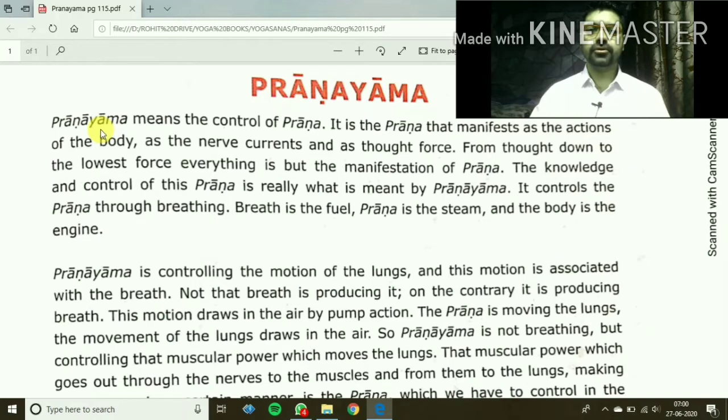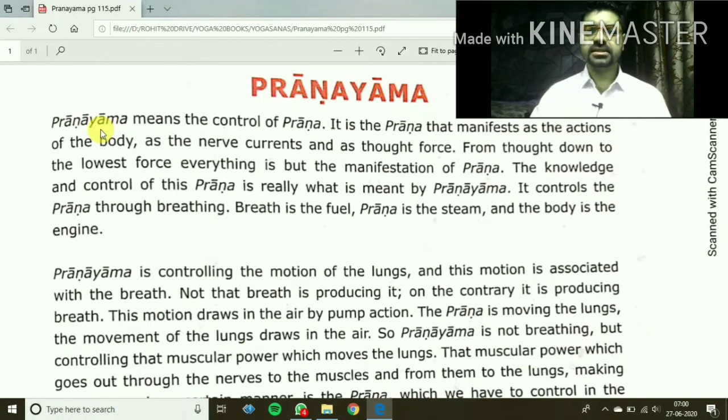From thought down to the lowest force, everything is but the manifestation of prana. The knowledge and control of this prana is really what is meant by pranayama. The knowledge and control of breathing is really what is meant by pranayama. If you can, please write it down. It controls the prana through breathing. As I told you, there are two terms for prana, either life or breath. So here the author says it controls prana through breathing, it controls life through breathing.